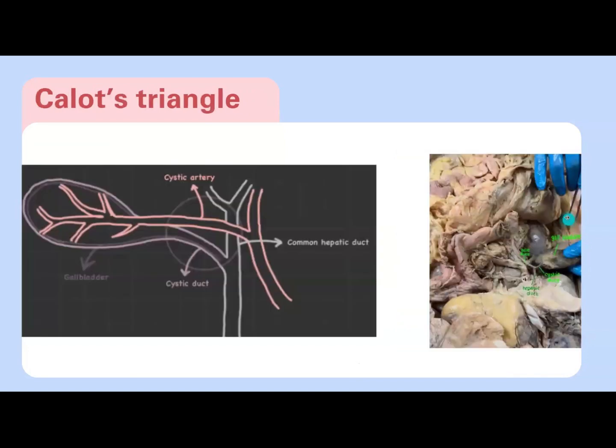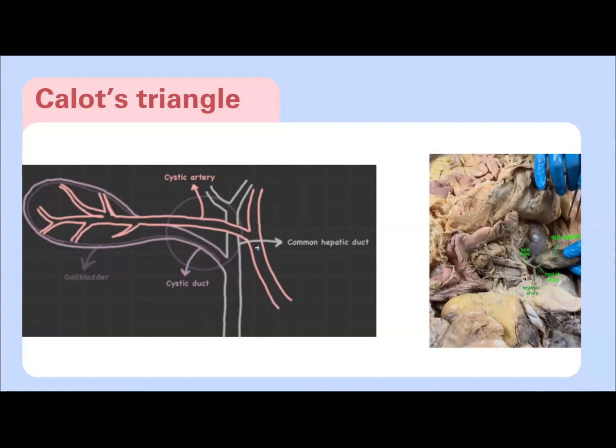Okay, perfect. So moving on, we're going to go into Calot's triangle. What is Calot's triangle? It's an area that surgeons use in order to perform a type of surgery called the cholecystectomy, which is the removal of the gallbladder. This triangle is made up of three different structures, which make the borders of this triangle. Superiorly, we have the cystic artery. Inferiorly, we have the cystic duct, and medially, we have the common hepatic duct.